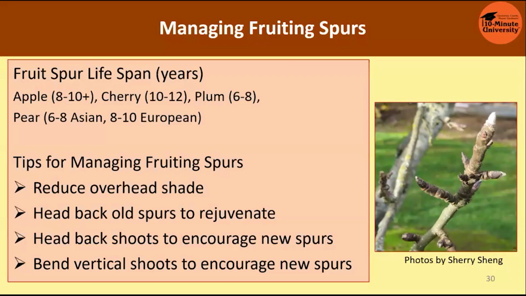You can also encourage new spurs to grow with two things. The first one is you can head back shoots. And the second thing is you can bend shoots that are vertical to more of a horizontal position, and that removes the apical dominance and will encourage new spur development.